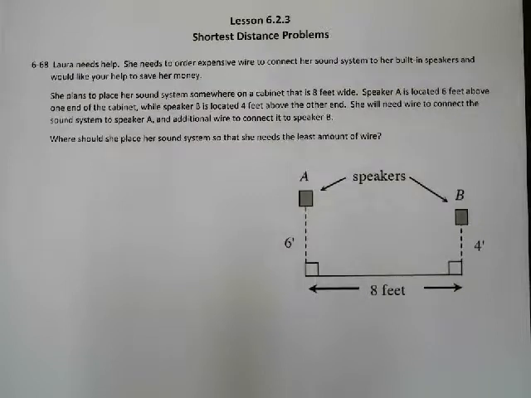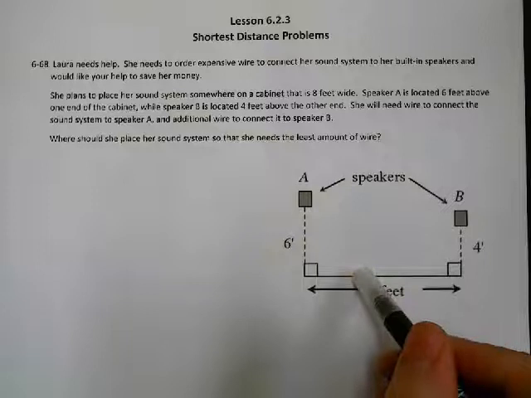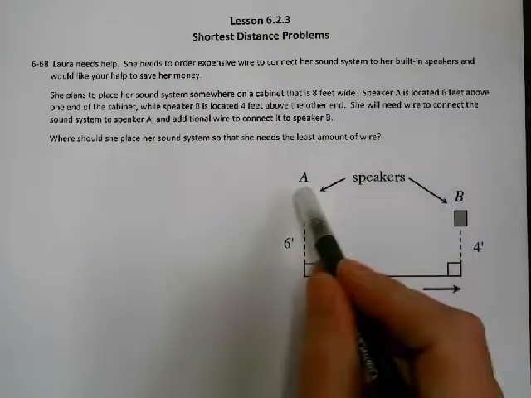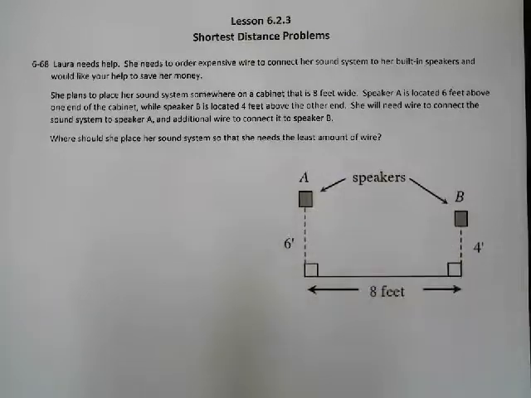And for some reason, speaker wire is really expensive because maybe she's using gold wire or maybe she's using diamond wire. I don't know. It's just a random problem made up so that we can do some math. So we want to place her sound system somewhere so that we can do wires to the two speakers. And we want the shortest distance because we want to use the least amount of wire for that.